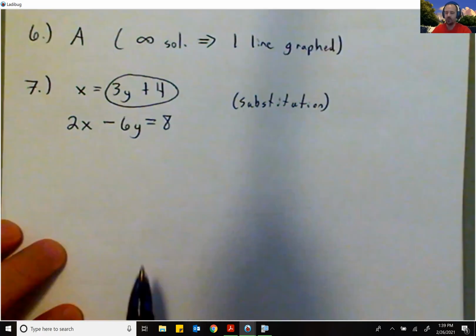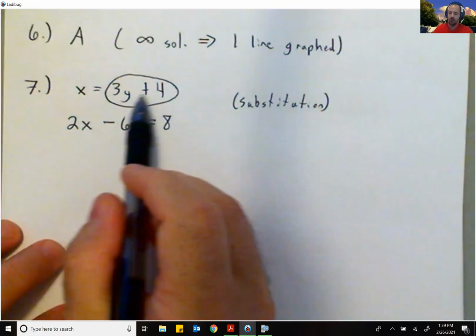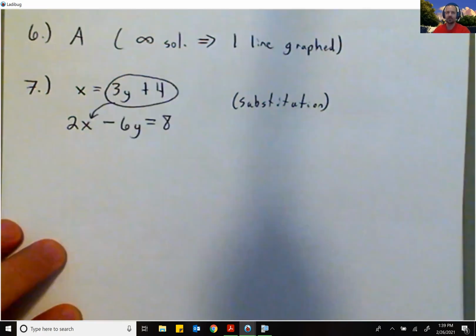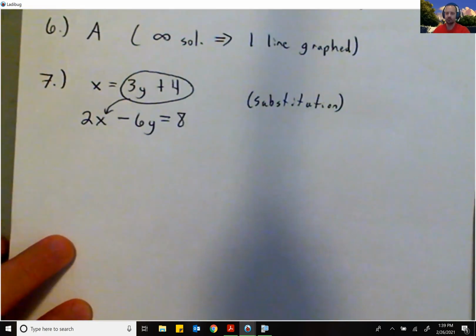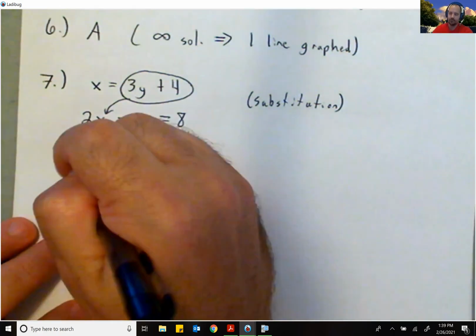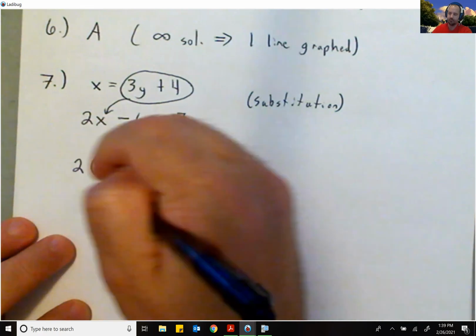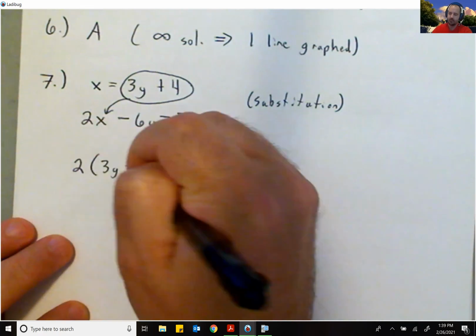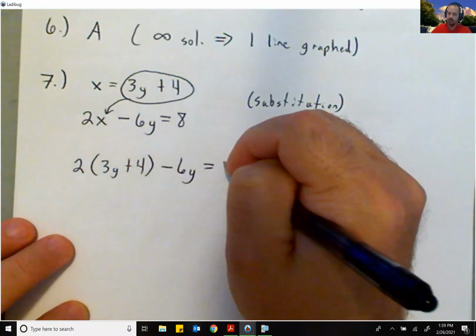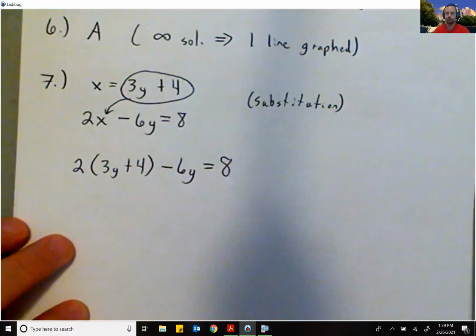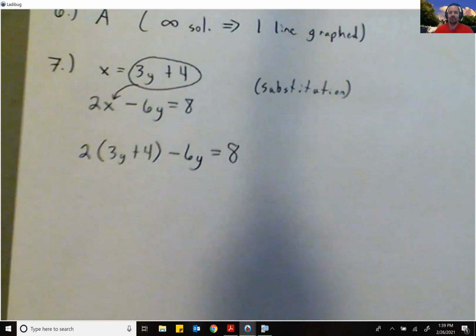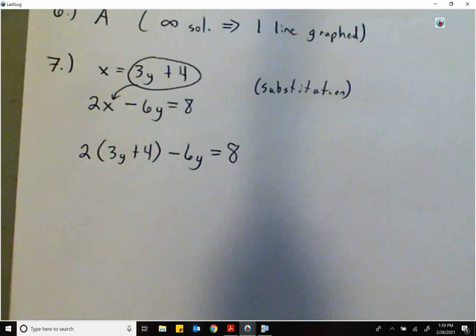Because all we have to do is take this 3y plus 4 and put it right in there for x. Exchange it out. So if we plug in, I get 2 times 3y plus 4 minus 6y equal to 8. So what are we going to do now? Distribute the 2. Distribute the 2.